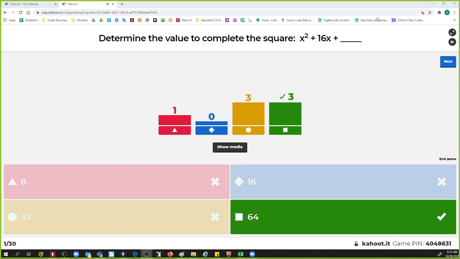In order to complete the square, get the middle term, which is this 16x, but without the x. Well, you cut it in half and then you square it. What's half of 16, Miranda? Half of 16 is 8. What's 8 squared? 64. Do you think that should have taken longer than 30 seconds, Miranda? No way, Jose.